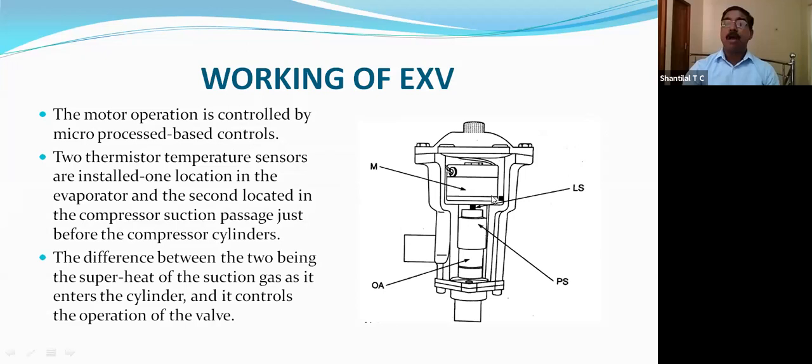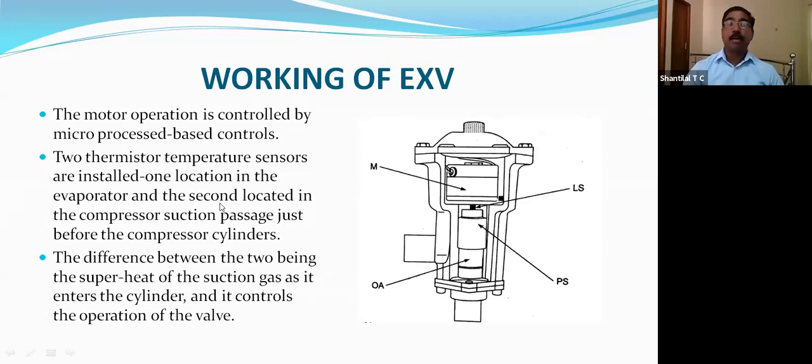In that, two thermistor temperature sensors are installed, one location in the evaporator outlet and the second location in the compressor suction passage just before the compressor cylinder. So these are the two locations, one at the outlet of the evaporator and the second at the compressor cylinder suction side. So these are the two locations of the two thermistors. Then these thermistors send the temperature of the compressor suction as well as the evaporator outlet temperature.